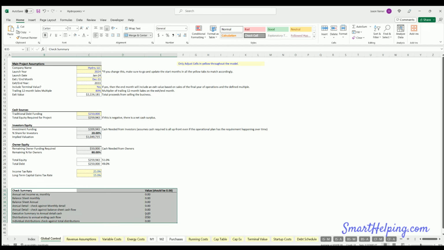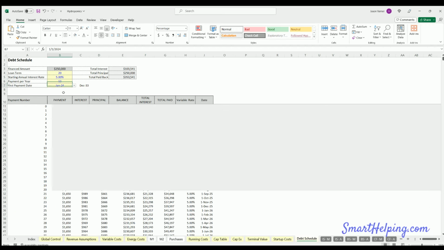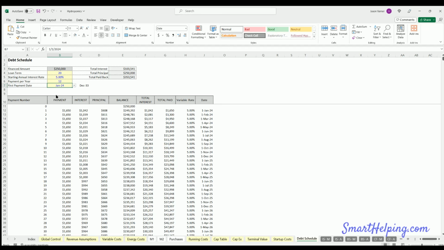This makes sure all the financial statements and monthly cash flow match, which they all should. No matter how you change these assumptions in yellow, these should always be 0. One of the main things that people find is they'll adjust the launch year and they'll forget to adjust the date here on the debt schedule. And so that will cause an issue. So make sure you do that.